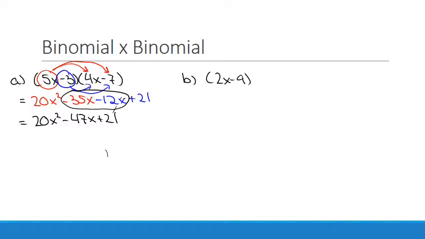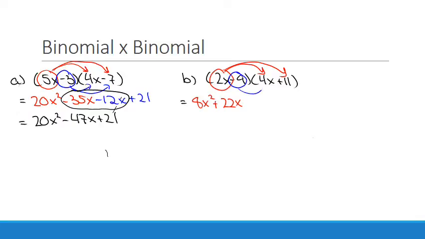2x minus 9, 4x plus 11. Okay, take your first term, and we're going to distribute it through that second polynomial. So 2x times 4x, 8x squared. 2x times positive 11. Well, really just go 2 times 11, which is positive 22, and then x has nothing to be multiplied with, so it remains as a simple x.